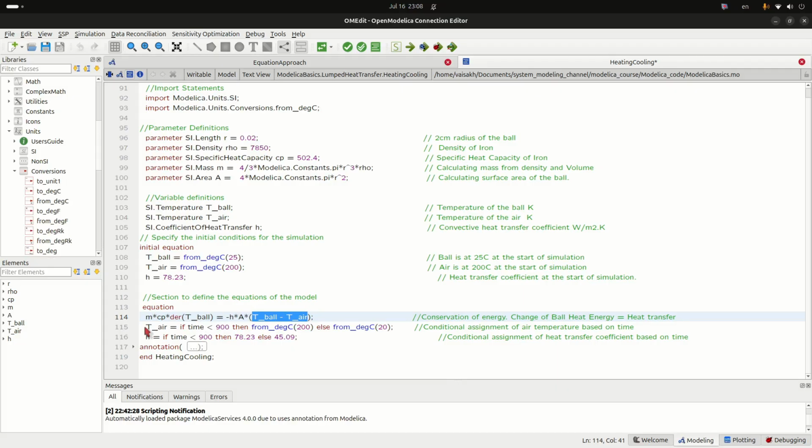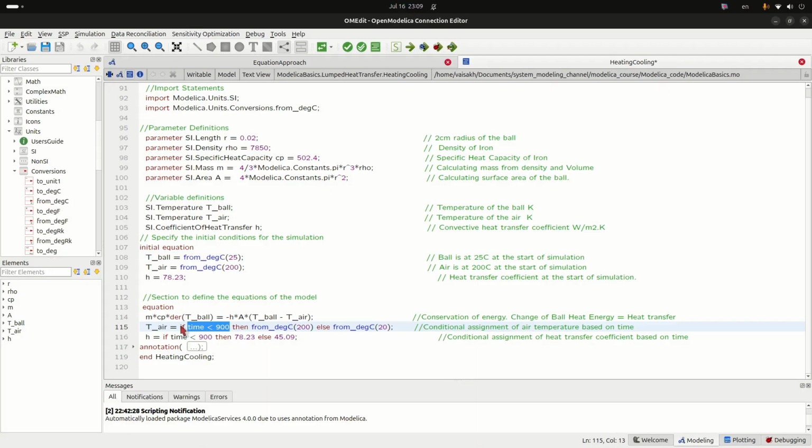Now there are two conditional expressions here. One states that the air temperature will change from 200 to 20 when the time is greater than 900. Also, the heat transfer coefficient will change from 78.23 to 45.09 when the time is greater than 900. So this completes all the physical or mathematical part of our modeling.